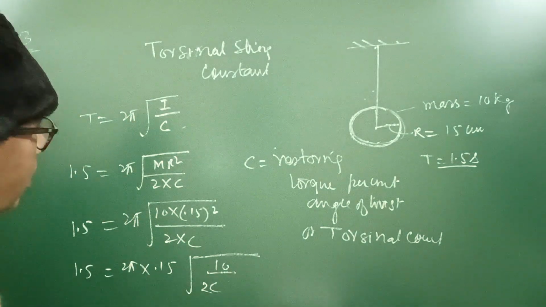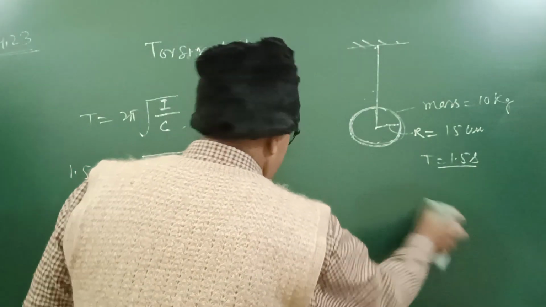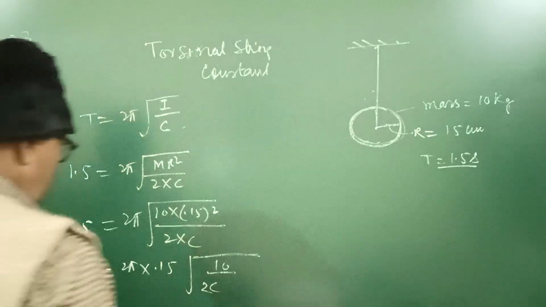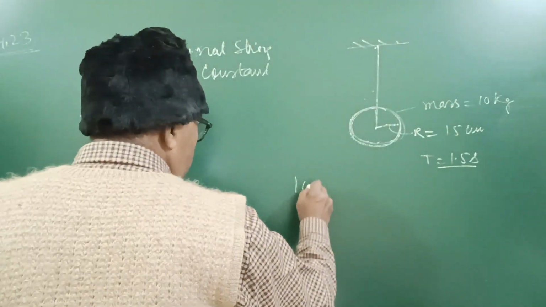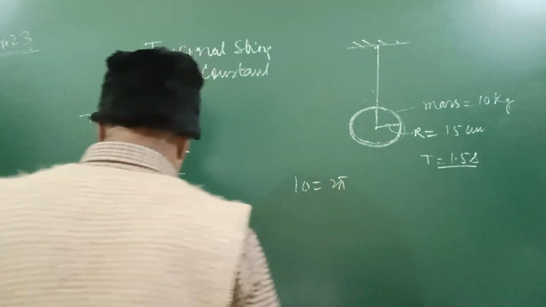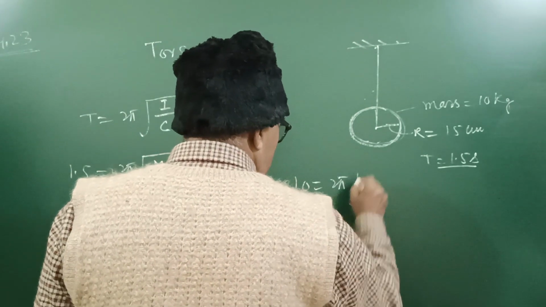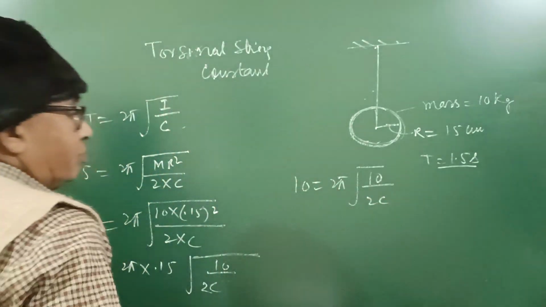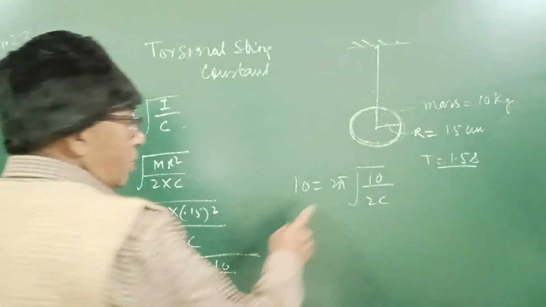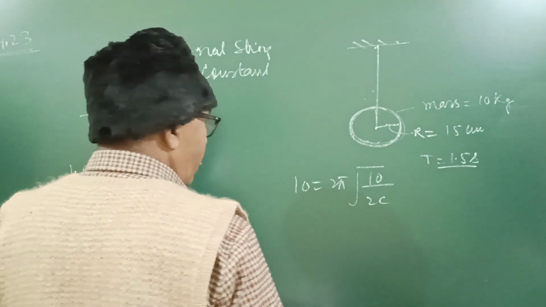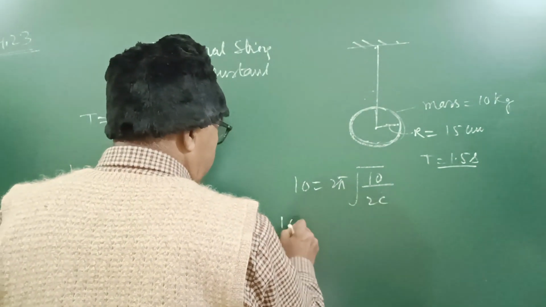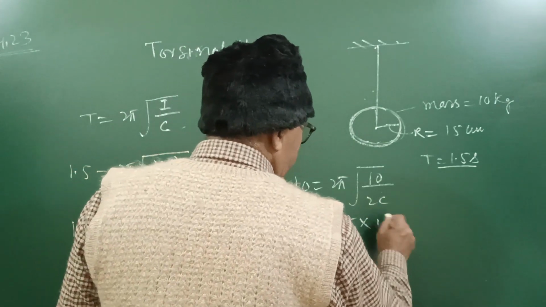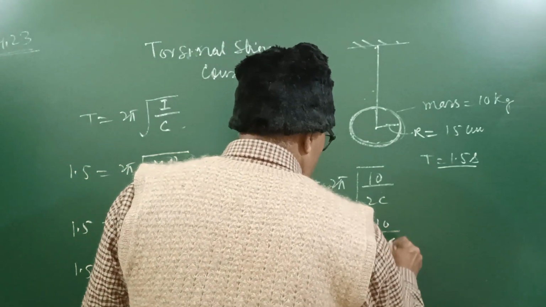Or simply you can solve it by dividing this by this. 10 is equal to 2 pi under root 10 upon 2C. If we square both the sides, 100 is equal to 4 pi square into 10 upon 2C.